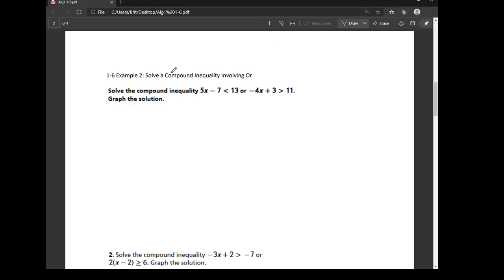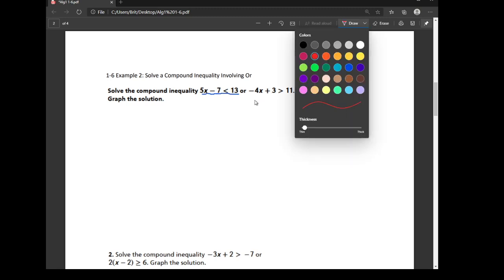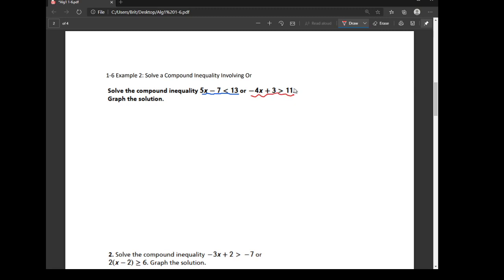In this example, I am covering lesson 1-6, example number 2, in the SavvasRealize Algebra 1 textbook. We are covering compound inequalities involving OR. So that means that we are looking for the solutions that satisfy one or the other inequality. Okay? So it doesn't have to satisfy both. It could work either for the blue inequality I have marked or the red inequality.